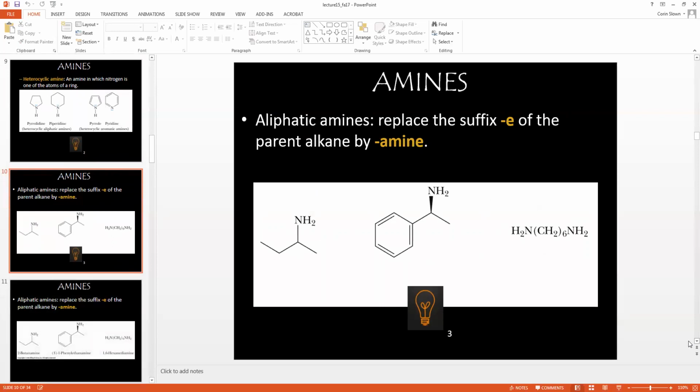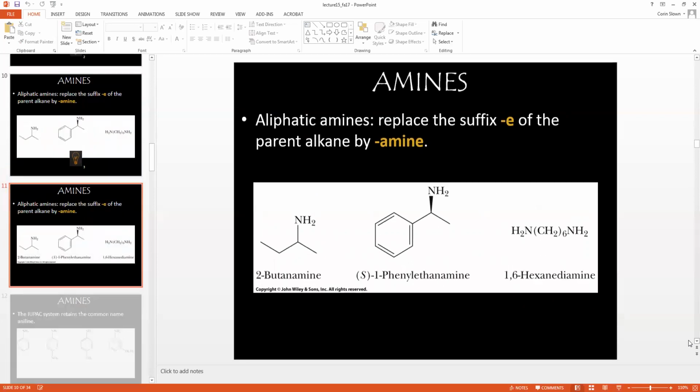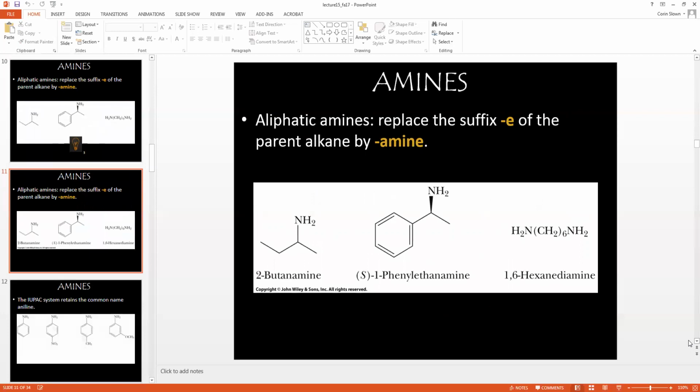If we look at our aliphatic amines and naming, we're going to replace the E of the parent alkane with amine. So take a moment and see if you can come up with a reasonable name for one of these structures. So we have 2-butanamine, S-1-phenylethanamine, and 1,6-hexanediamine. Remember, we want to make sure that we pay attention to that stereochemistry.